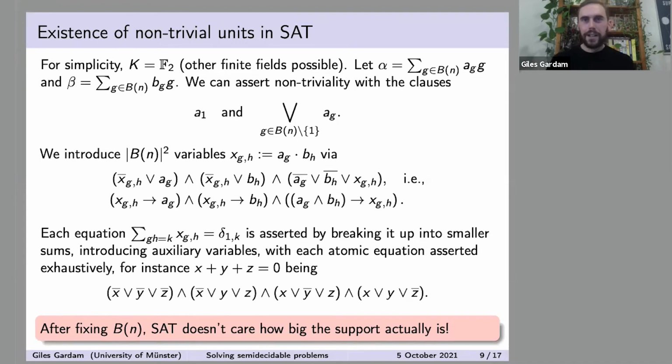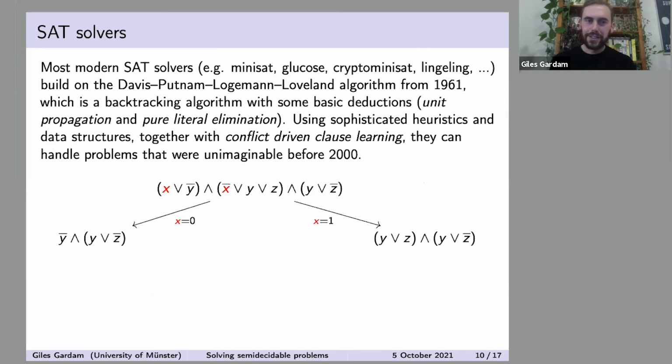Of course, turning the existence of non-trivial units into SAT is all very well, but we need the fact that it's still a problem that we can solve at the end of the day. Best case, we can't say anything better than exponential time. So why is it that we can actually do this? Well, modern SAT solvers are really, really fantastic. I just have to say it's crazy how powerful these tools are.